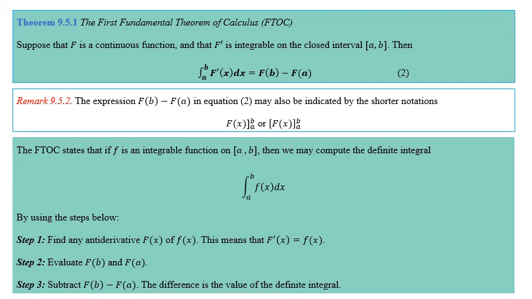So, step 1, find any antiderivative capital F of x of small f of x. This means that F prime of x is equal to f of x. Sa step 2, pag nakuha nyo na yung antiderivative ng integrand natin, evaluate F of b and F of a. Sa step 3, subtract F of b minus F of a, and then the difference is the value of the definite integral. Sa next slide, class, magbibigay na tayo ng example sa the evaluation of the definite integral.